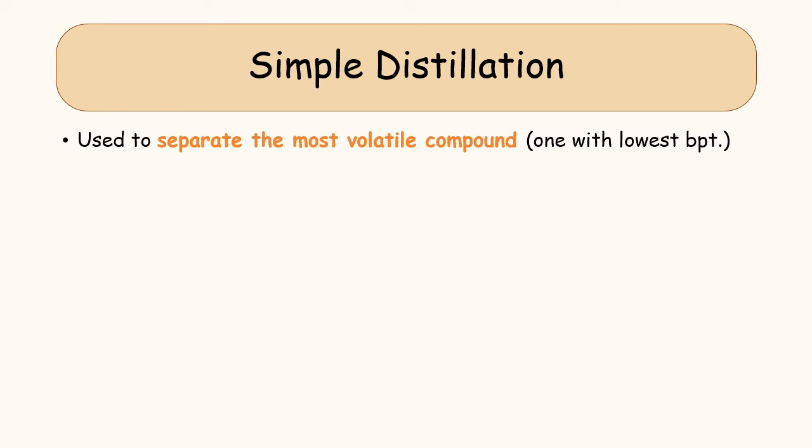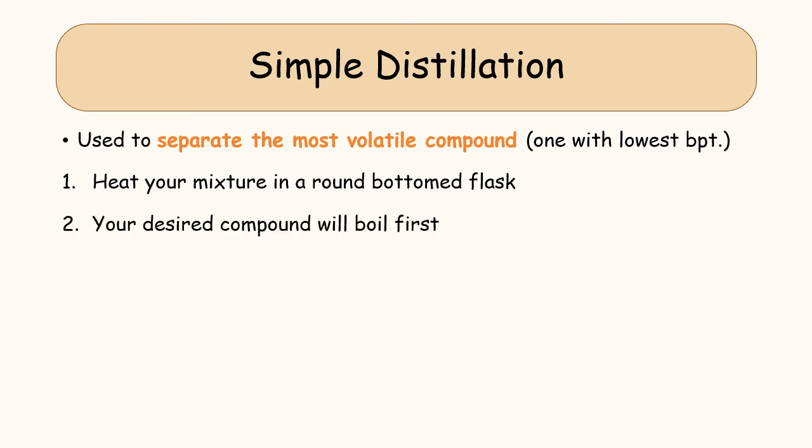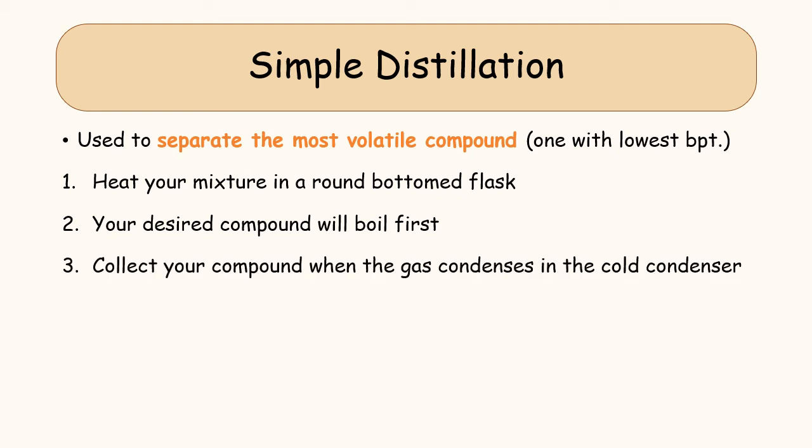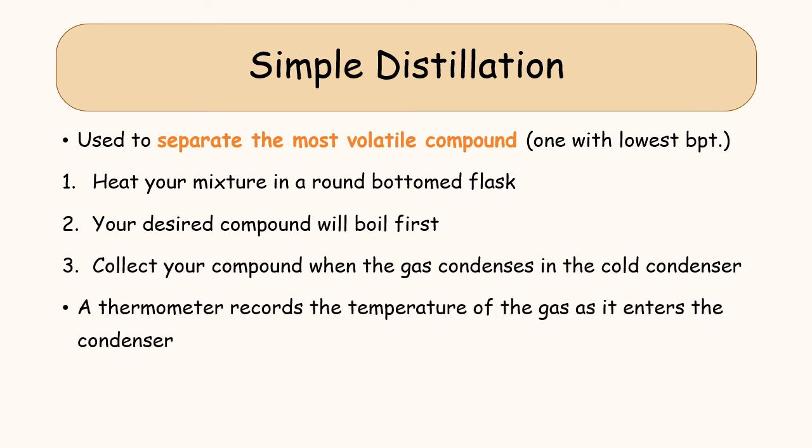Now, what simple distillation is used for is to separate out the most volatile compound from a mixture. The most volatile means the one with the lowest boiling point. So as I said, you're going to heat your mixture in a round bottom flask. Your desired compound, because it has the lowest boiling point, will boil first. It will reach the condenser, turn into a liquid, and then you can collect it in the second chamber.